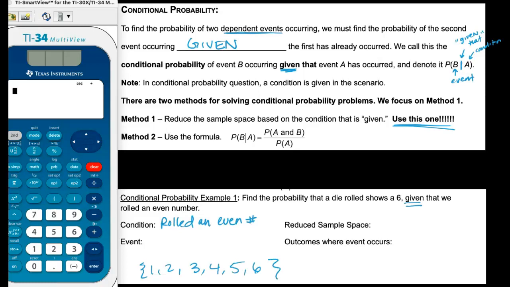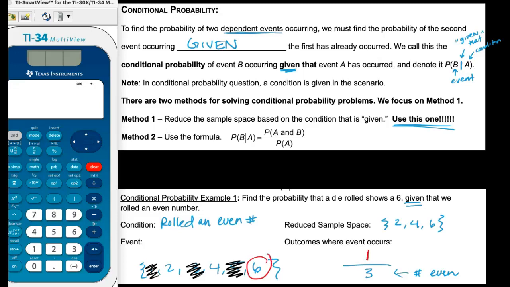So I'm going to take everything that's not even and cross that off, because given means, hey, it happened. So those 1, 3, and 5 are now gone. The reduced sample space is just 2, 4, and 6. There are 3 elements in that sample space, so for my probability, I'm going to put 3 in the denominator. This represents the number of even numbers on the die because that was given. Then the event is what we want to find the probability of: the probability that a die rolled shows a 6. You look at your reduced sample space and there's only one of those. So the probability is 1/3.